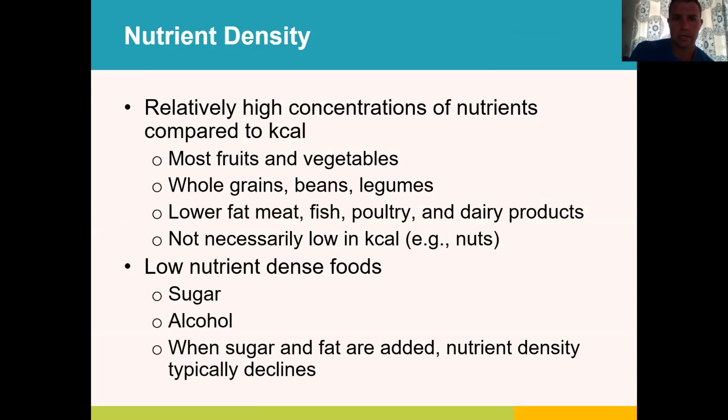Nutrient density. Again, we want them to eat more nutrients, right? More fruits and vegetables, more whole grains, beans, legumes, low-fat meats, fish, poultry, dairy products. But again, depending on their needs, they may have some other foods that are more calorie dense versus nutrient dense. But again, a nice mix of those things is what we're looking for.